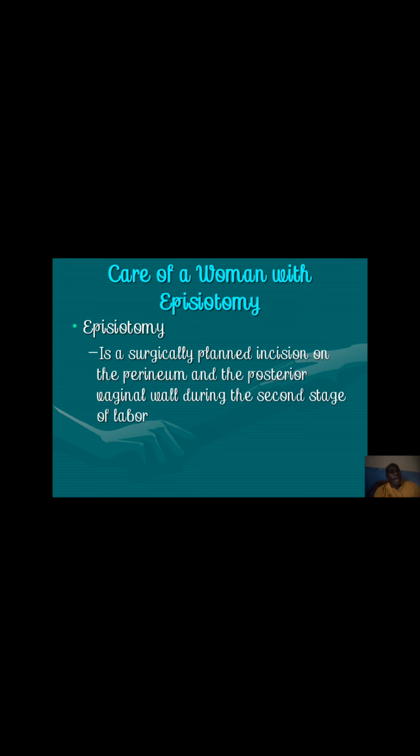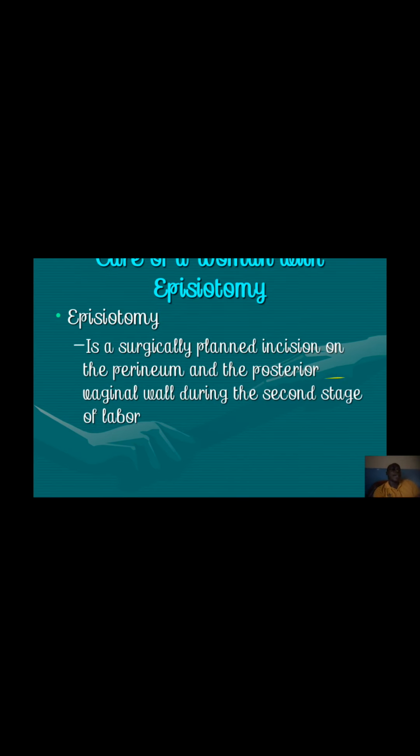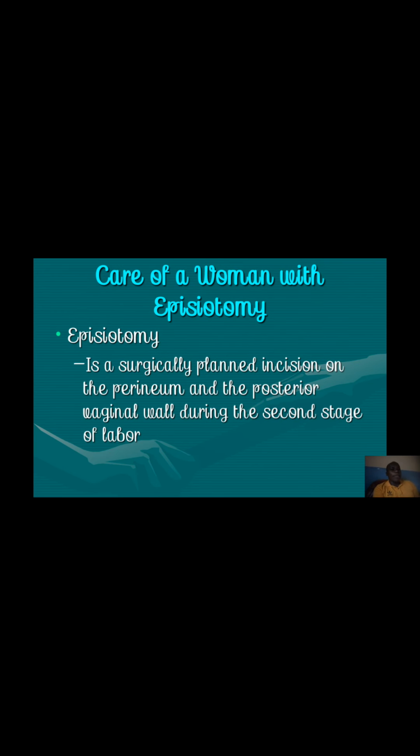Care of a woman with episiotomy. We have finished care of a woman with perineal tear. Now episiotomy is a surgical planned incision on the perineum and posterior vaginal wall during the second stage of labor. Episiotomy, in short and clear, is a planned procedure to give the mother more room during delivery. Maybe the mother has stayed many hours in second stage, which as we said shall not exceed 30 minutes. So that we can help her deliver well, we add more room. That is episiotomy. We enlarge the passage during labor, and after that the baby can come out.